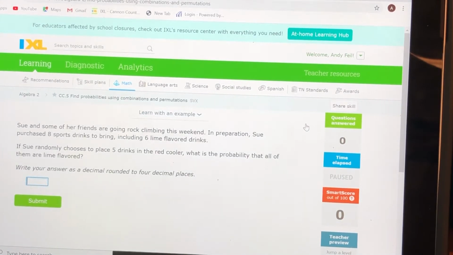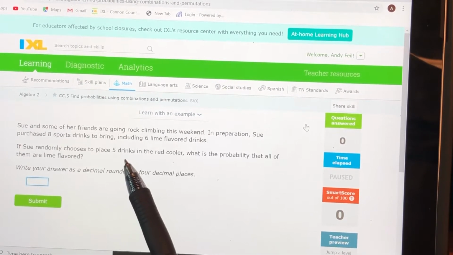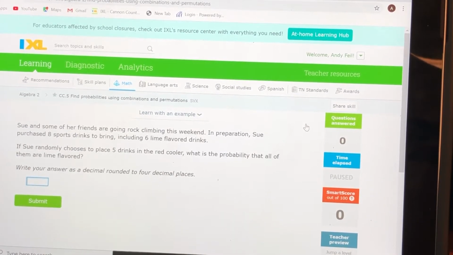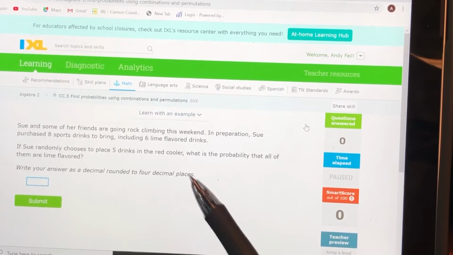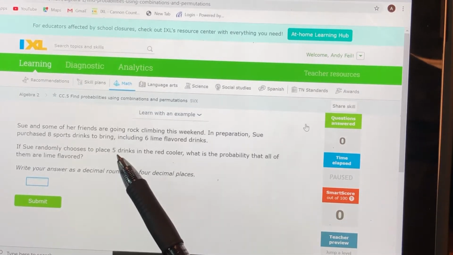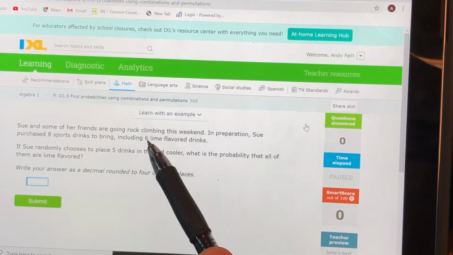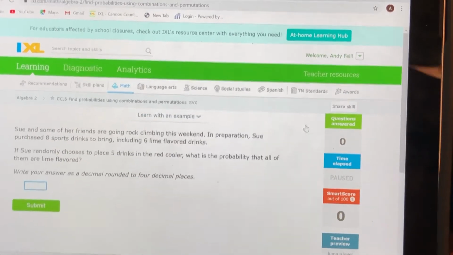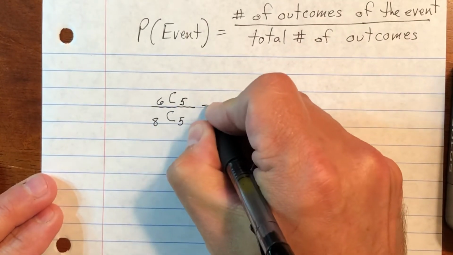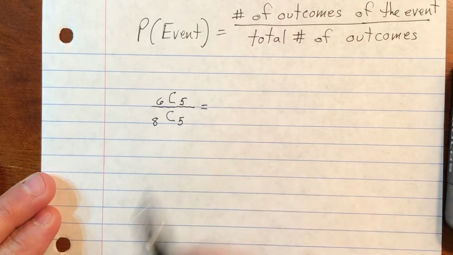Now, in the numerator, we have to figure out how many ways that is possible. So it says, 6 of the drinks are lime flavored out of the 8. If Sue randomly chooses to place 5 drinks in the cooler, what's the probability that all of them are lime flavored? Well, how many lime drinks does Sue have to choose from? 6. There are 6 total, and we're going to get all 5 of them in the red cooler. So that means we've got 6, and we're choosing 5 of them. So that is the number that goes on top. 6 choose 5.